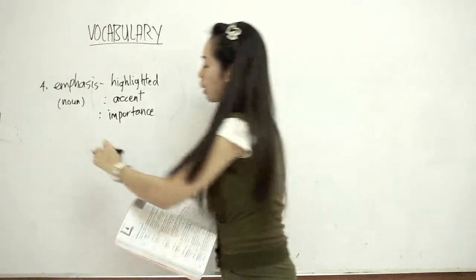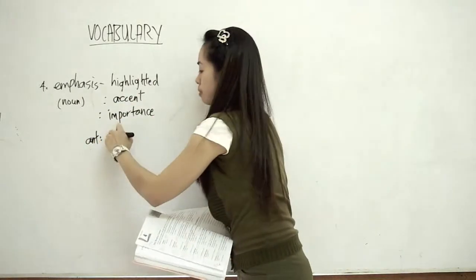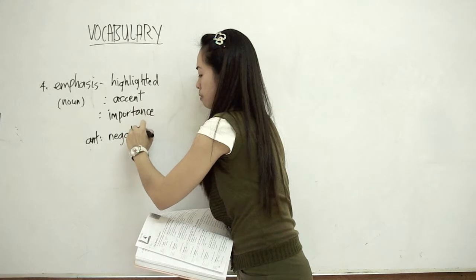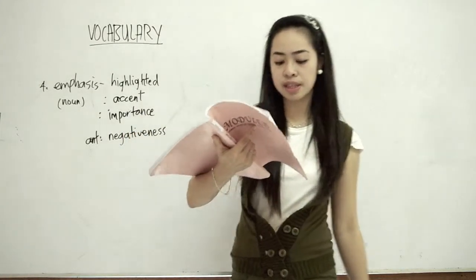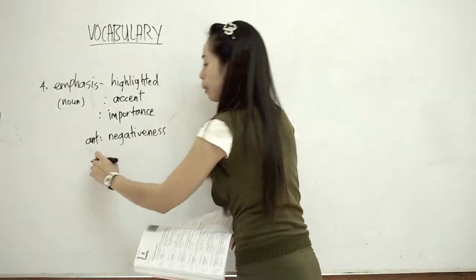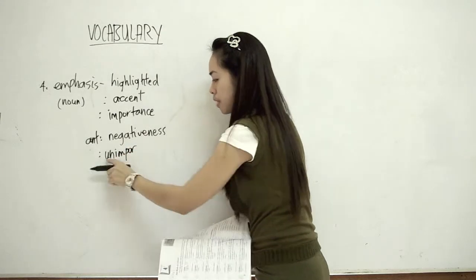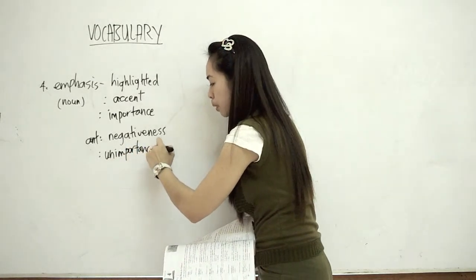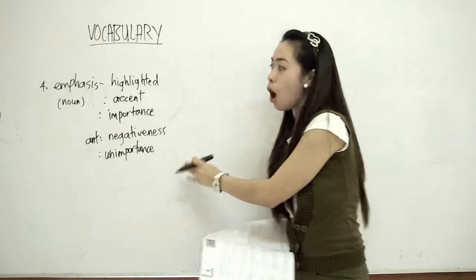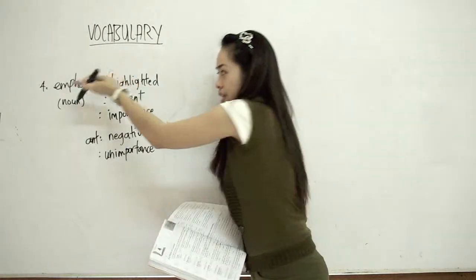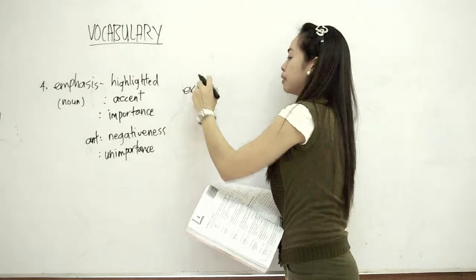So let's talk about its antonym. Okay, so the antonym for the word emphasis is negativeness, or from the word importance, just put the prefix "un" plus the word importance to make it negative, and then it means that it's antonym, meaning it's opposite to the word it gives here, emphasis. Let's give the example.